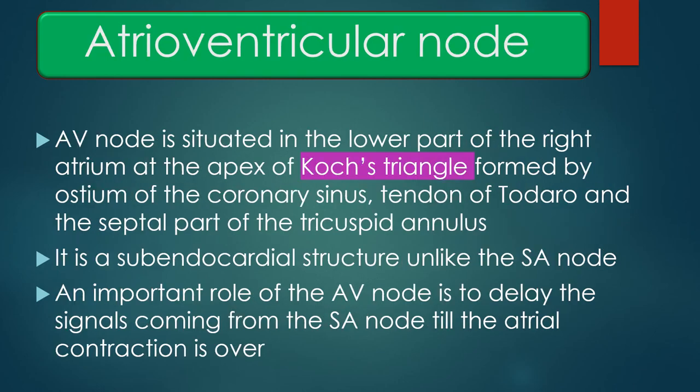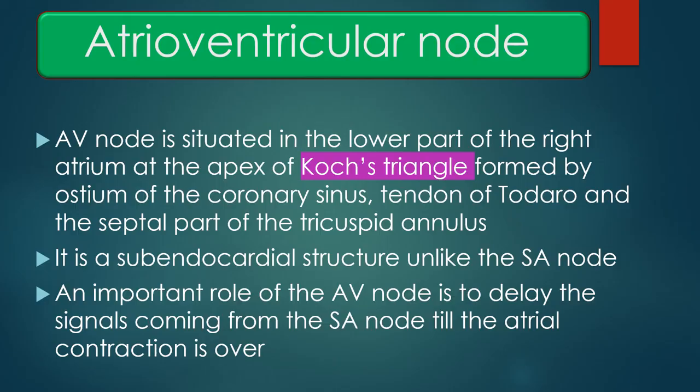Atrioventricular node is situated in the lower part of the right atrium at the apex of the Koch's triangle, formed by the ostium of the coronary sinus, tendon of Todaro, and the septal part of the tricuspid annulus. It is a subendocardial structure, unlike the sinoatrial node, which is a subepicardial structure.